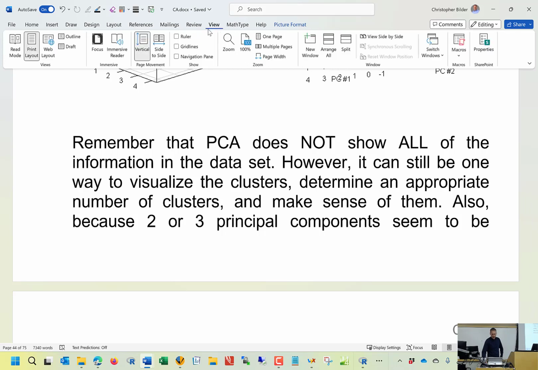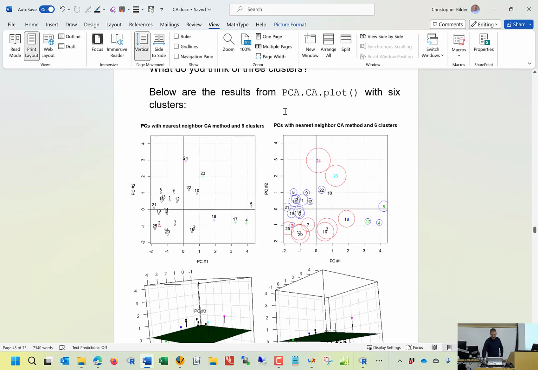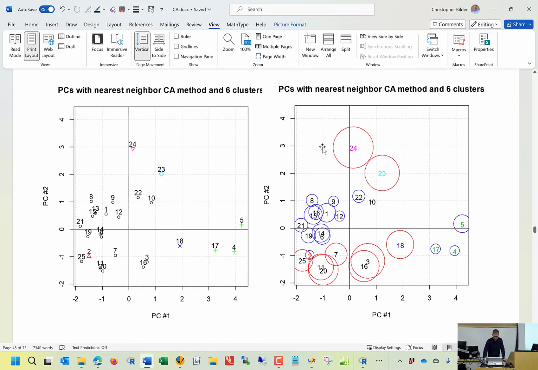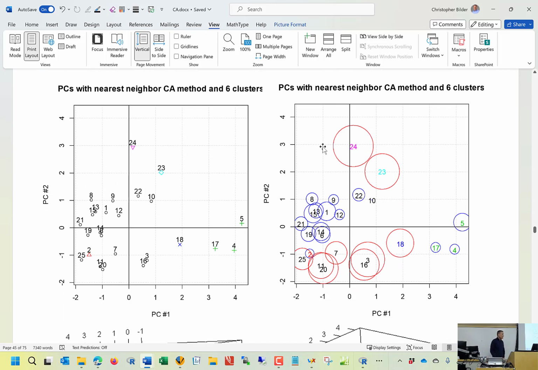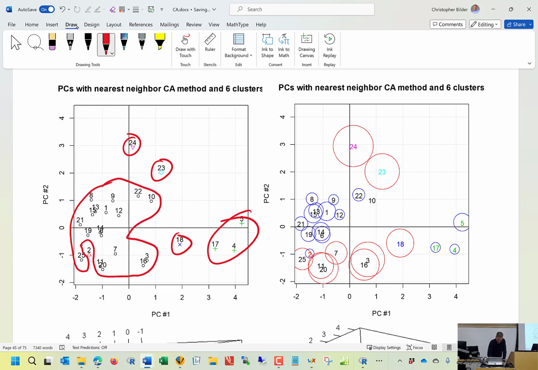I seem to be okay with this, or I shouldn't say I am okay with this. Now, what if we use 6 clusters? I'm going to try to get through this quickly. This is what we get. We draw lines around this stuff. So we have cluster here, here, here. This one's a little bit more difficult to draw.